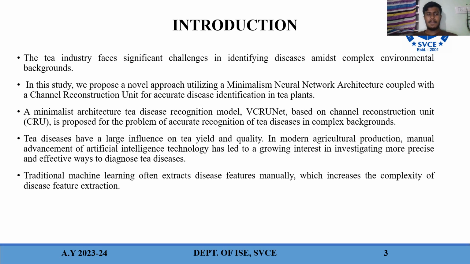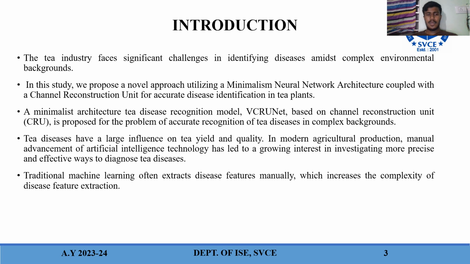A minimalist architecture tea disease recognition model called VCRUNet, based on channel reconstruction unit, is proposed for accurate recognition of tea disease in complex backgrounds. And tea diseases have a large influence on tea yield and also quality, which plays a crucial role in modern agriculture production. Advancement of artificial intelligence technology has led to growing interest in investigating more precise and effective ways to diagnose tea diseases.